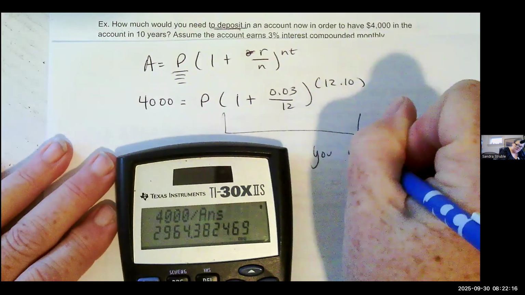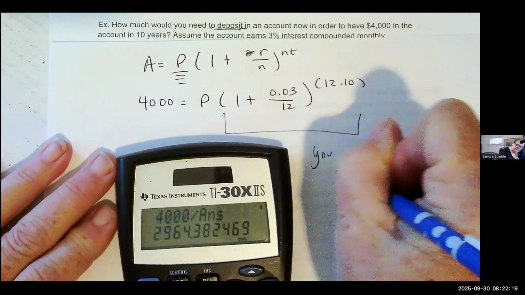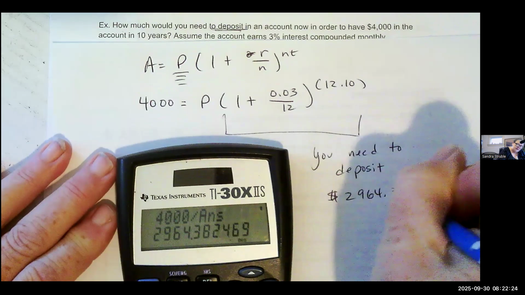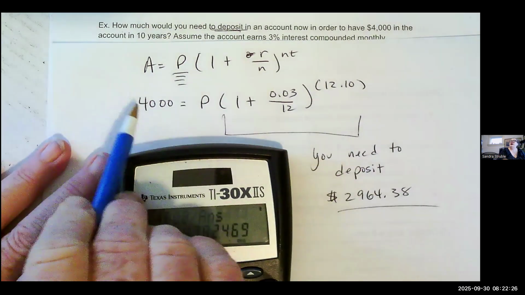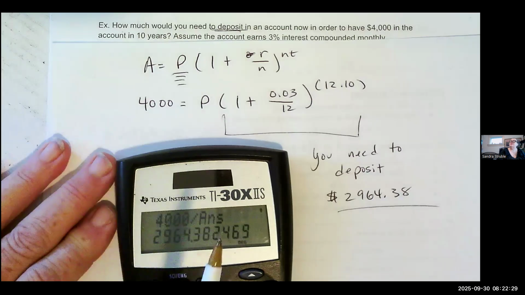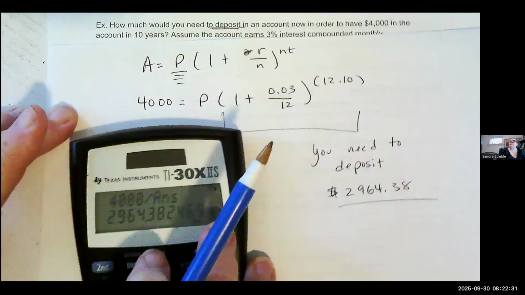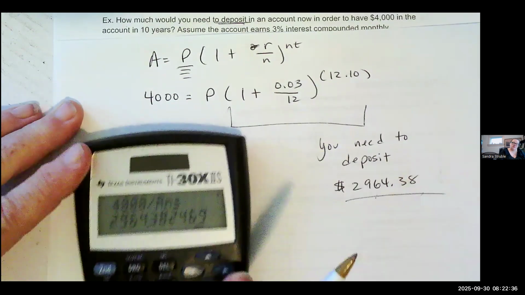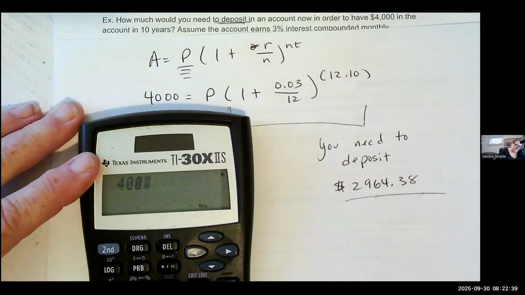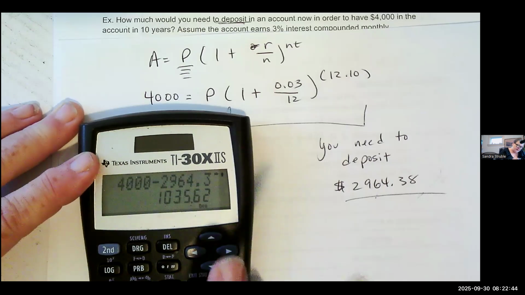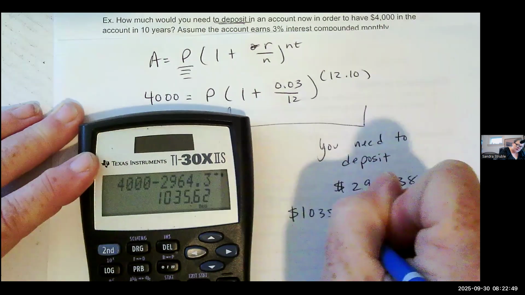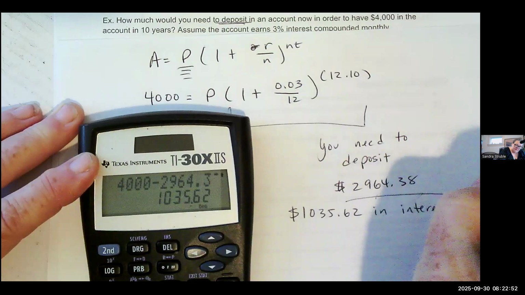You need to deposit $2,964.38 in order to have the $4,000 in 10 years. The interest that accrued is just the subtraction of the 4,000 minus the beginning amount. Clear your calculator. 4,000 minus 2,964.38 and $1,035.62 in interest accrued.